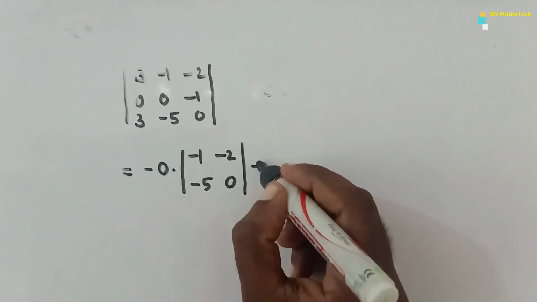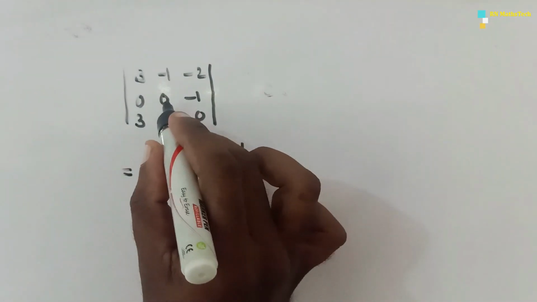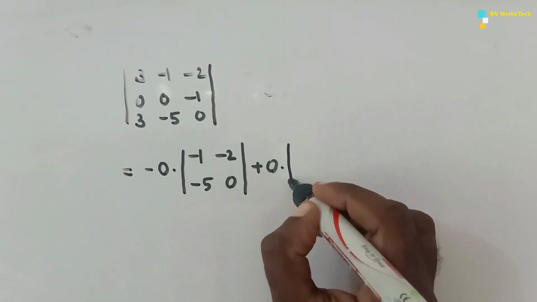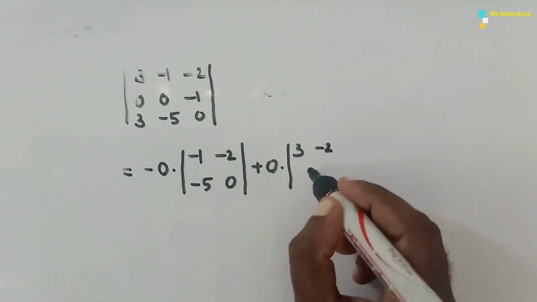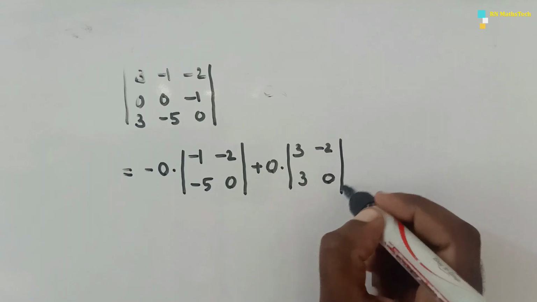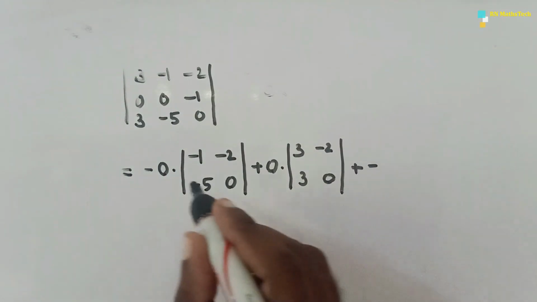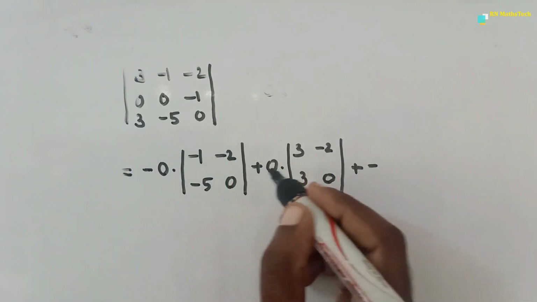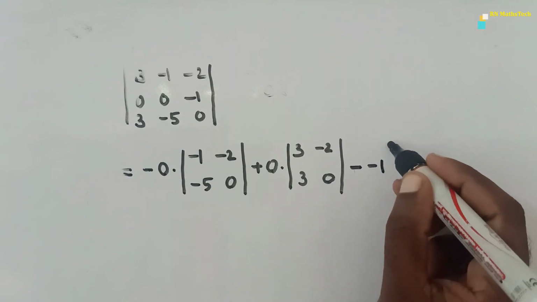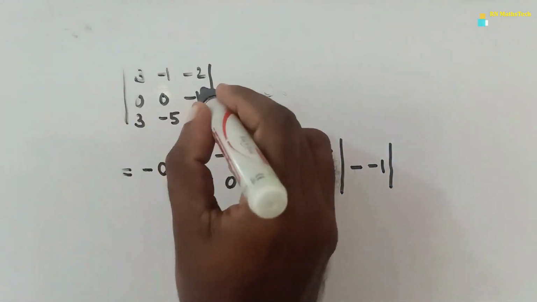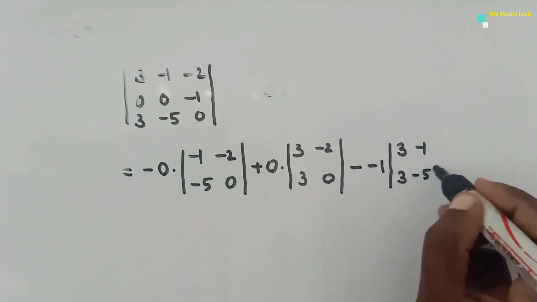Okay, now plus 0 into, first is negative, plus 0 into, there is also deleting the second row and second column, 3 minus 2, 3, 0, plus minus 1 into, first one is negative, second one is positive, again negative, now minus 1 into determinant, deleting the second row and third column, 3 minus 1, 3 minus 5.